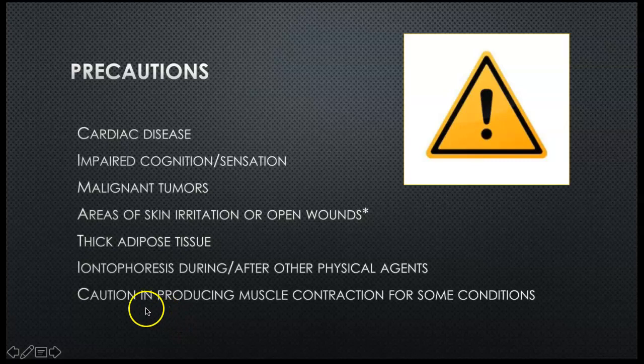And then be careful about producing muscle contraction. Anytime you wouldn't want to produce a muscle contraction voluntarily, you also wouldn't want to do it with e-stim. So if somebody has a fracture and they're immobilized, we're not going to turn on e-stim for muscle contraction and have that muscle pull on that bone that's not healed, right? So you need to be careful about that.